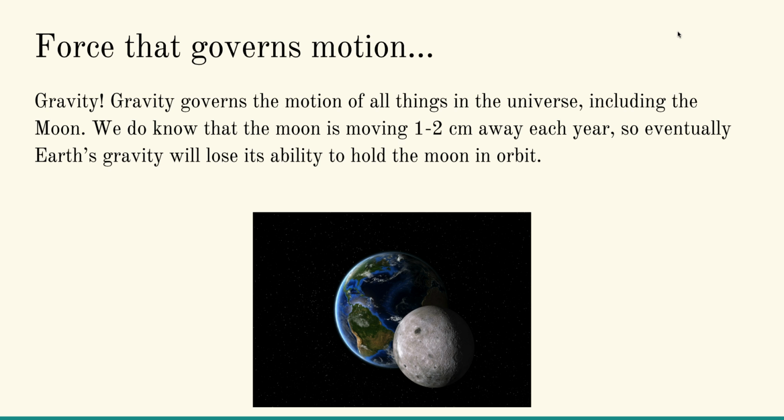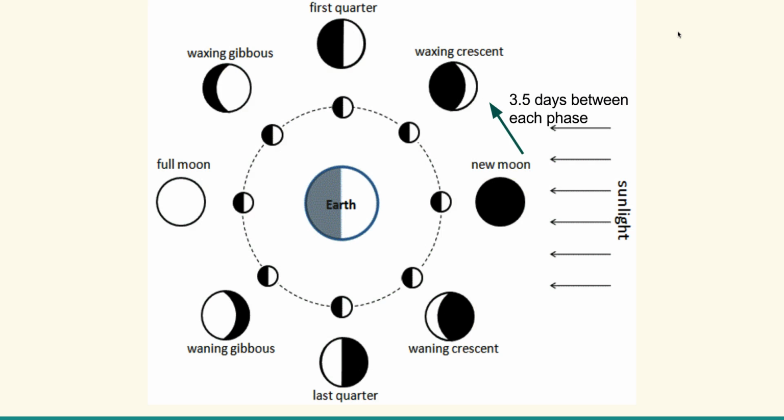For now, the Earth's gravity keeps the moon in orbit, revolving around every 30 days. We call this a lunar cycle. The lunar cycle has 8 different moon phases, and there's 3.5 days between each phase. Now, a few things I want you to notice about this diagram. First of all, the sunlight is coming from the right-hand side, and you can see that the moon, this inner circle, is showing that the side of the moon that's facing the sun is always lit.